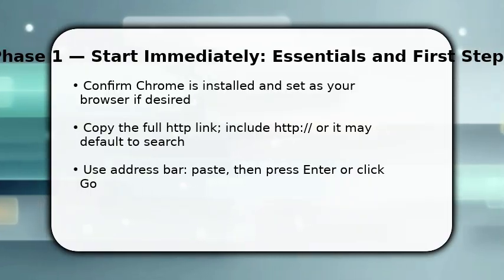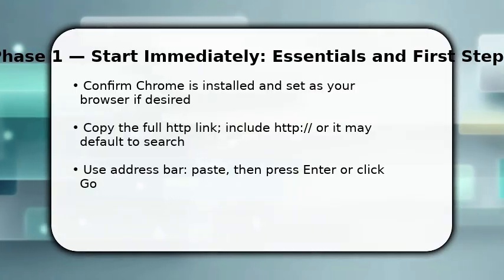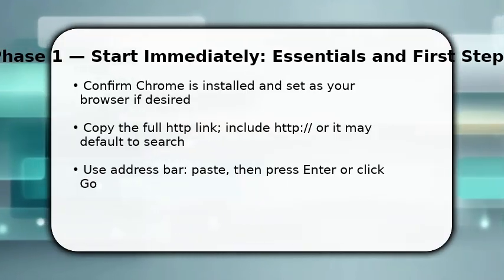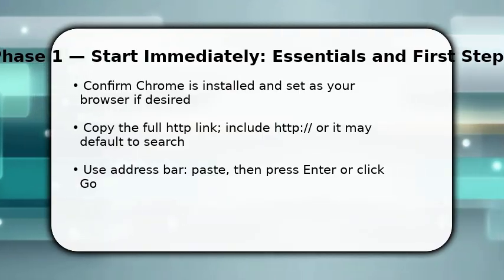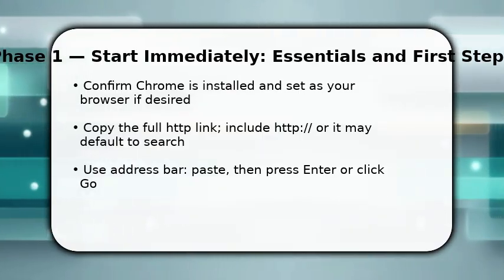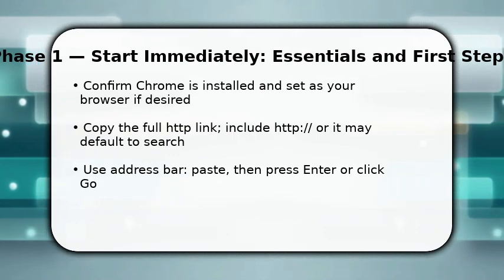Paste the link exactly as copied, including the leading HTTP://. Press Enter or click the right arrow icon to load. You do this because the address bar treats text versus URLs differently. Precise prefixing ensures Chrome interprets the entry as a web address rather than a search.